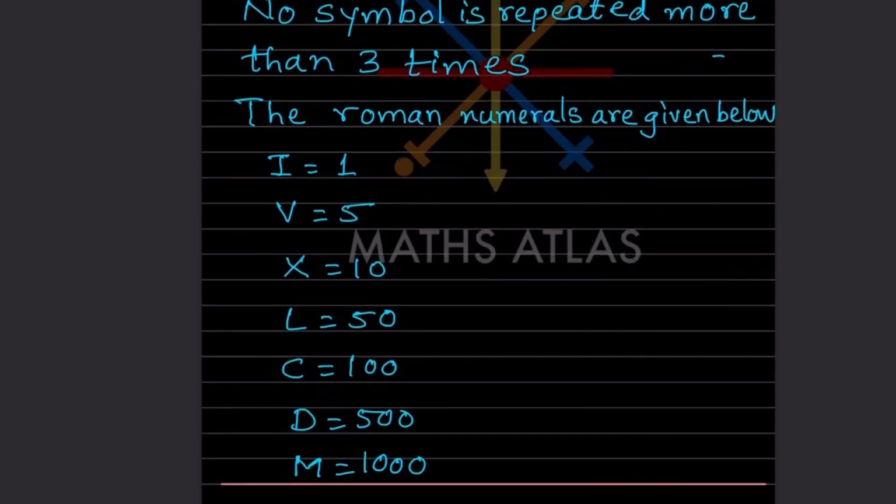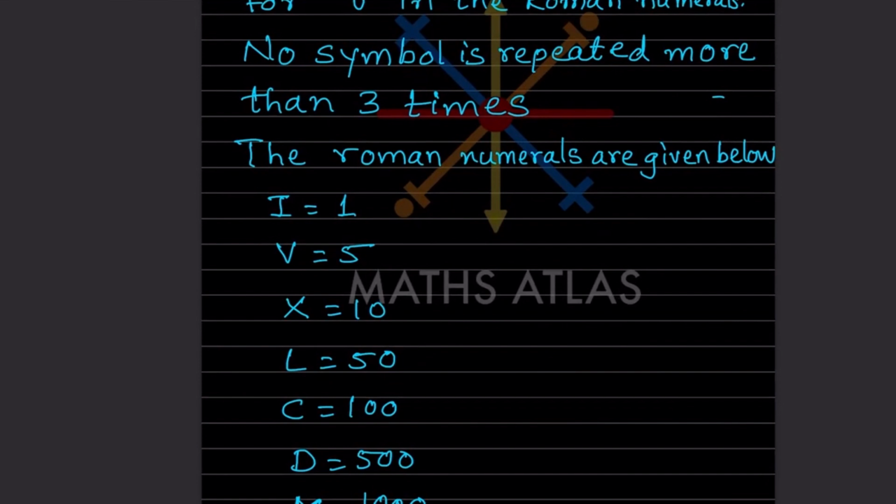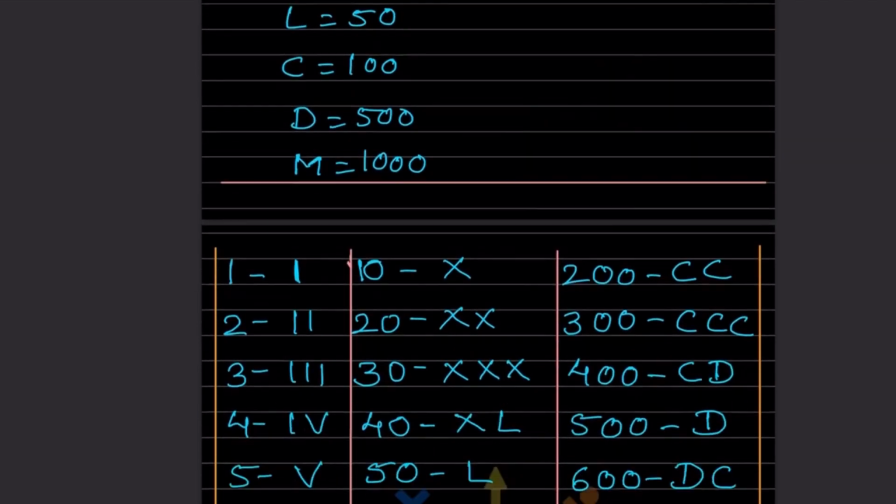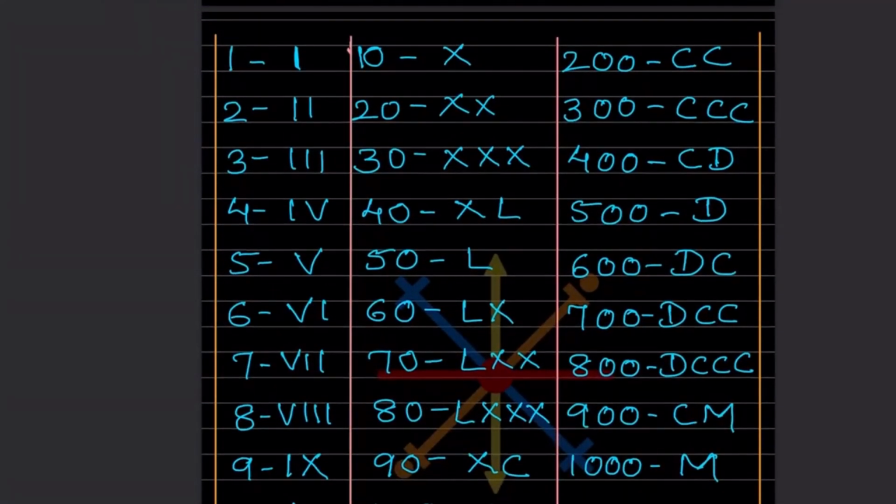Then I have given you some of the Roman numerals which are very important, which you have to remember anyway: I is 1, V stands for 5, X stands for 10, L stands for 50, C for 100, D for 500, and M for 1000. I have also made a table here up to 1000. This as well you have to note in your notes.